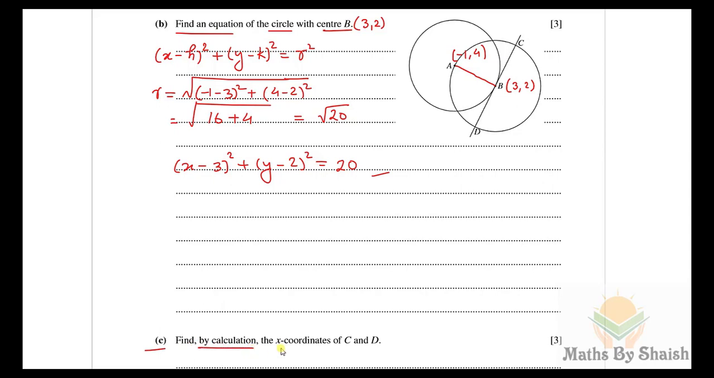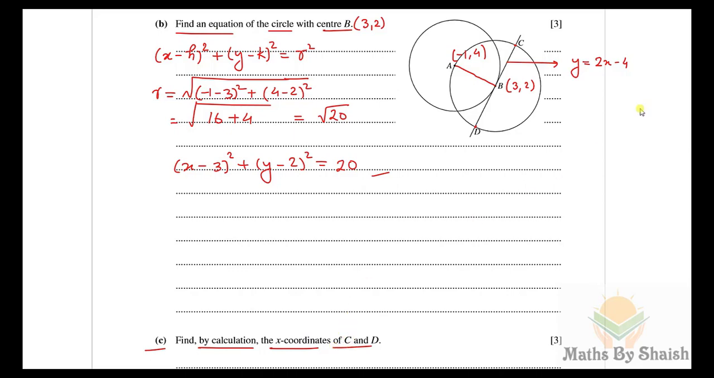Find by calculation the x coordinates of C and D. We can see that C and D are the points of intersection. So whenever we have the point of intersection, we solve the simultaneous equations, and in this case we have two equations, one as the equation of the tangent, that was y is equal to 2x minus 4, and another is the equation of the circle, which we have just got. So now if we solve for these two, we will get two values of x, two values of y, and we only require the two values of x.